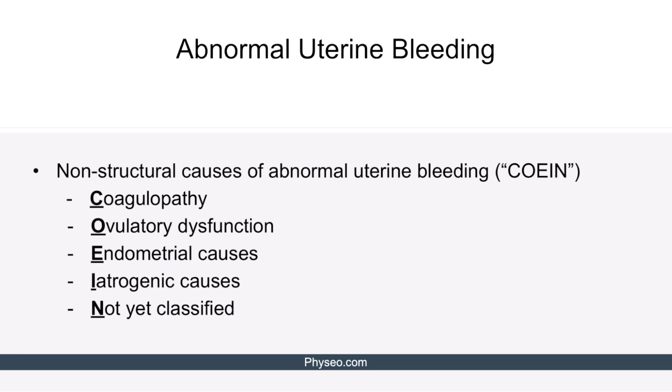Or I, iatrogenic causes. Iatrogenic abnormal uterine bleeding usually results from surgical procedures like dilation and curettage, or myomectomy. And finally, we have the causes of abnormal uterine bleeding that are not yet classified. And just like we did for structural causes, we're just briefly touching on these non-structural causes because these are covered in more depth in another lecture called secondary amenorrhea.